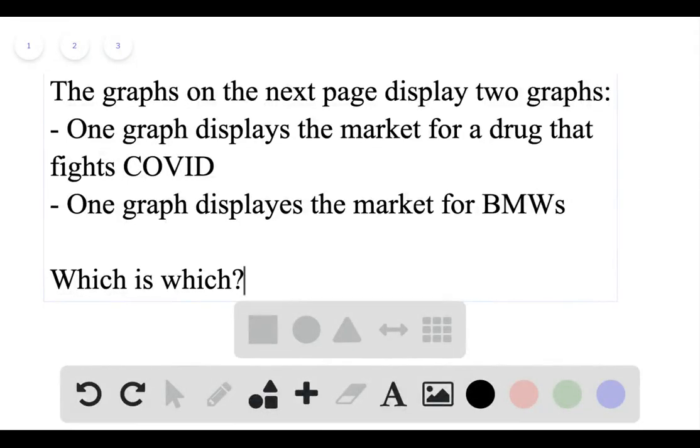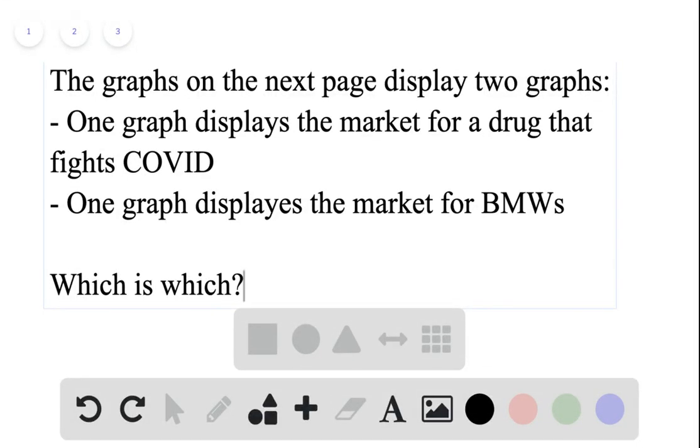Hey guys, so today we're going to be looking at two graphs on our next page here. One of the graphs displays the market for a drug that fights COVID-19, and the other graph displays the market for automobiles like BMWs. And our task today is to figure out which is which.